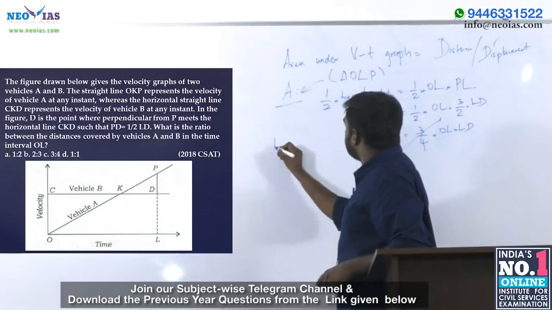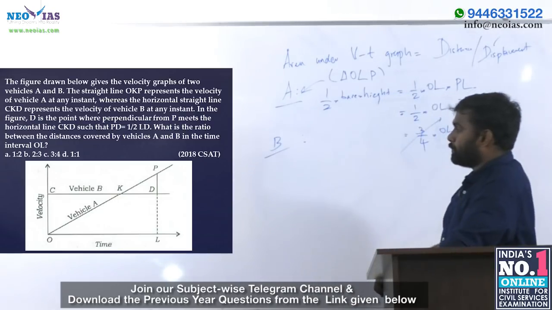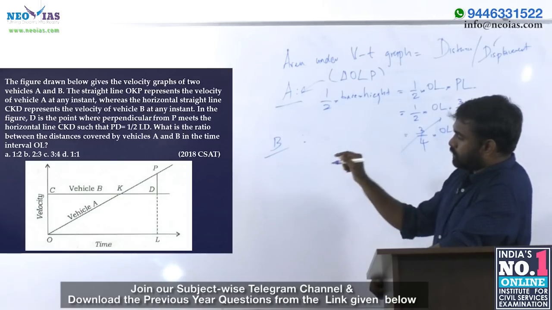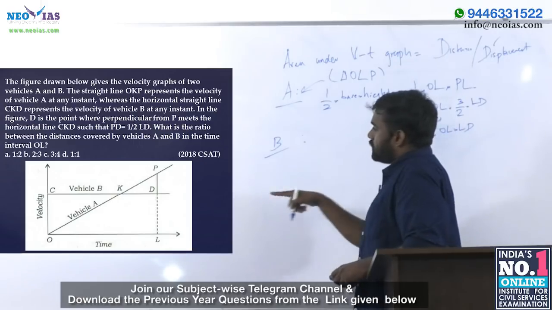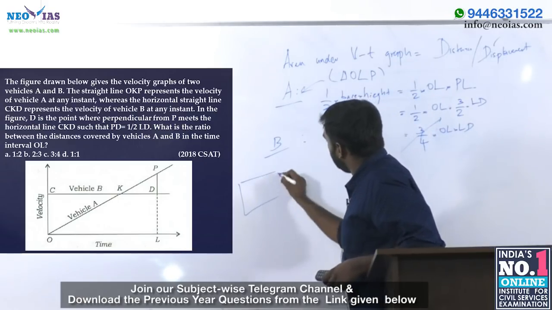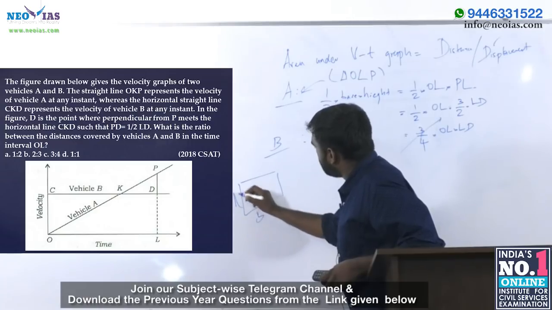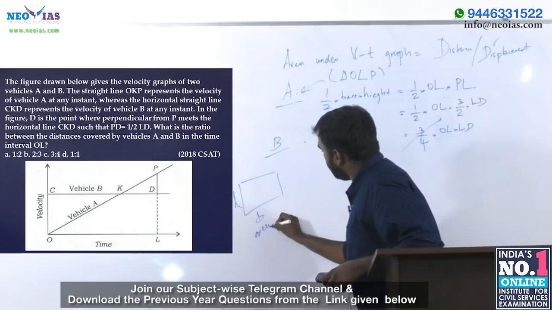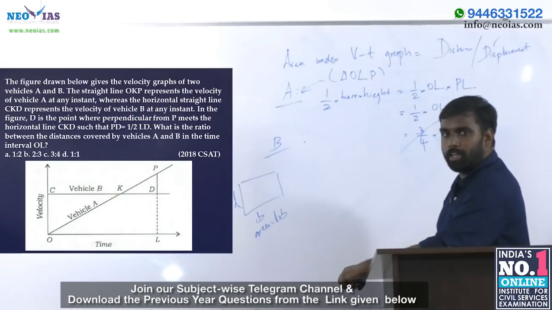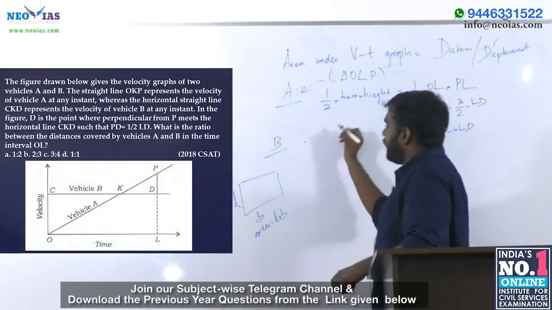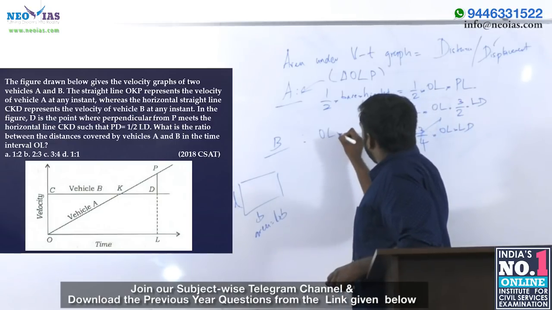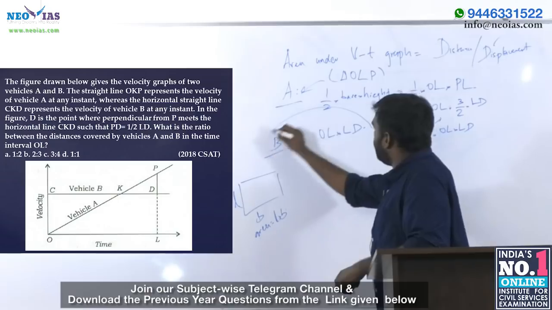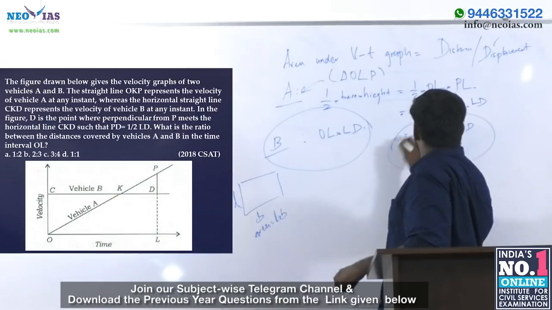Now the case of vehicle B. Vehicle B is also covering some distance, which is plotted by line CKD, right? In the case of CKD, what is the area? This is length into breadth, right? There is a rectangle, the area is length into breadth, right? So here also area is length into breadth, that is OL into LD, isn't it? So here it is OL into LD, and here it is 3 by 4 of OL into LD.